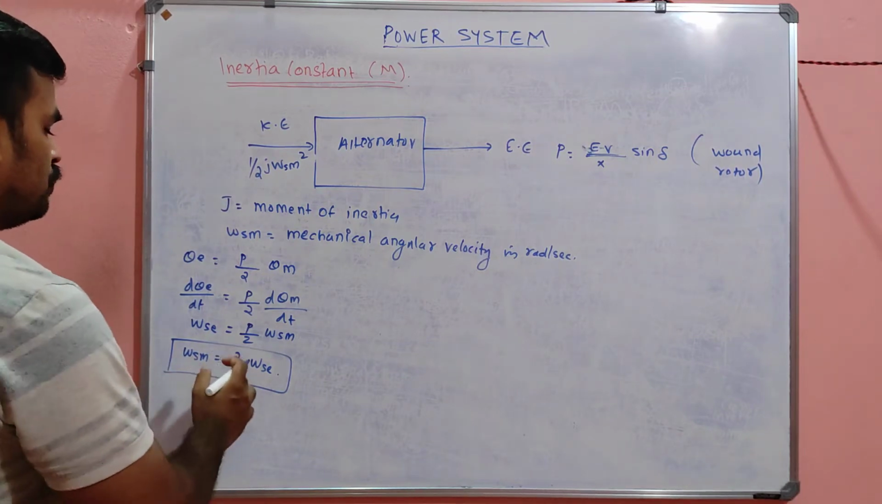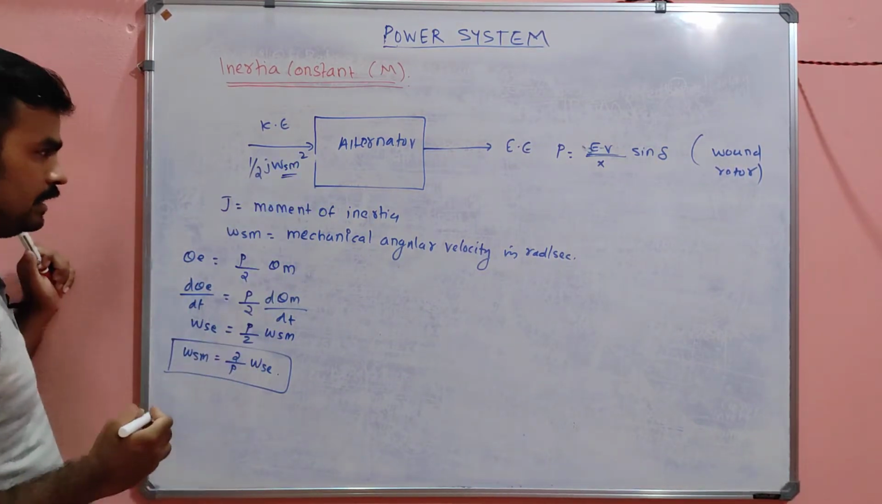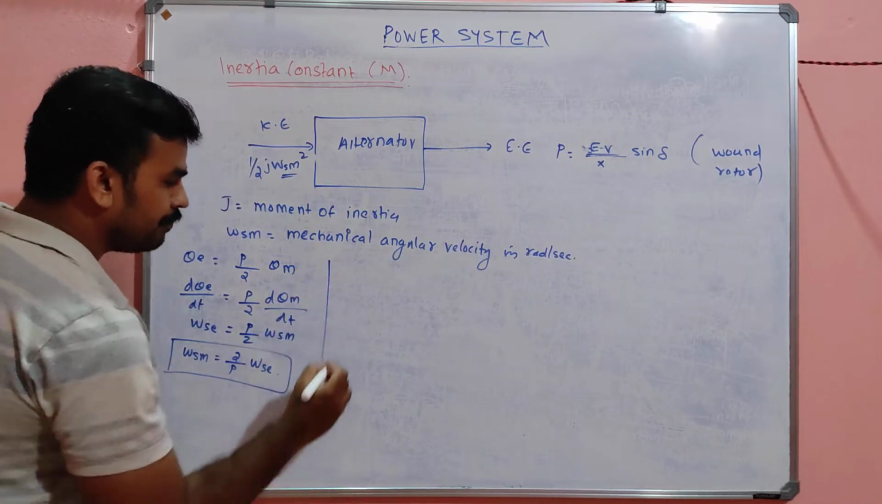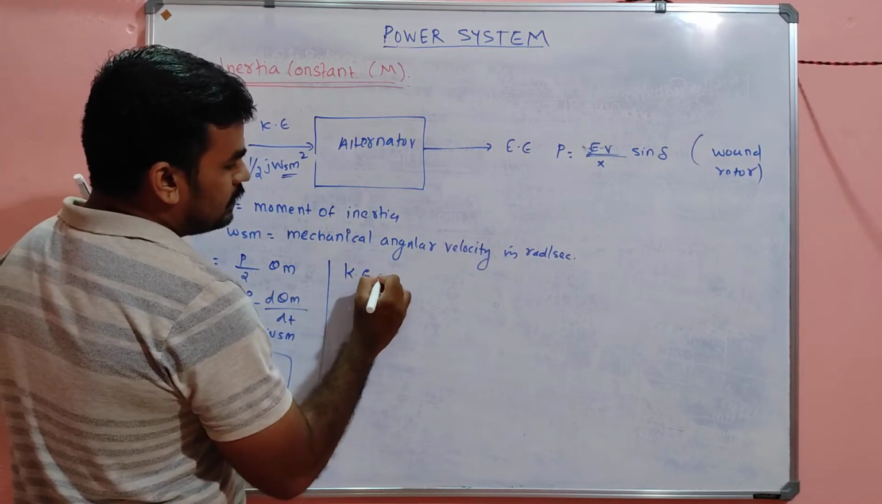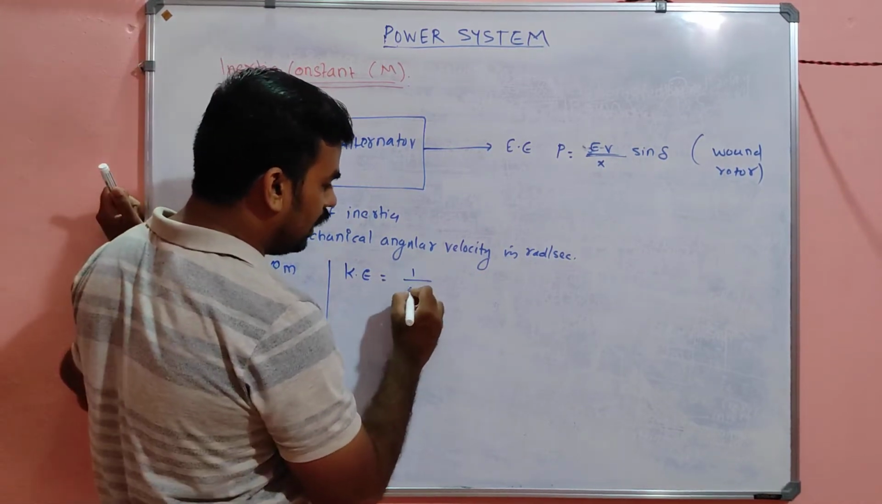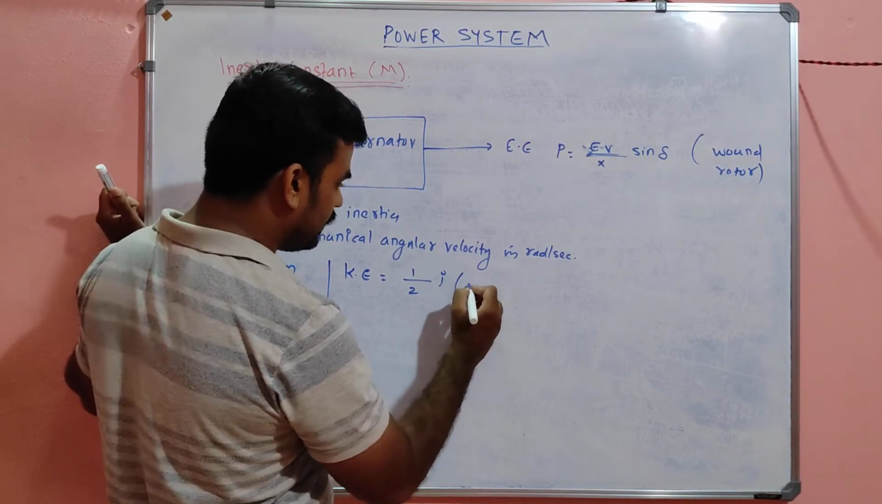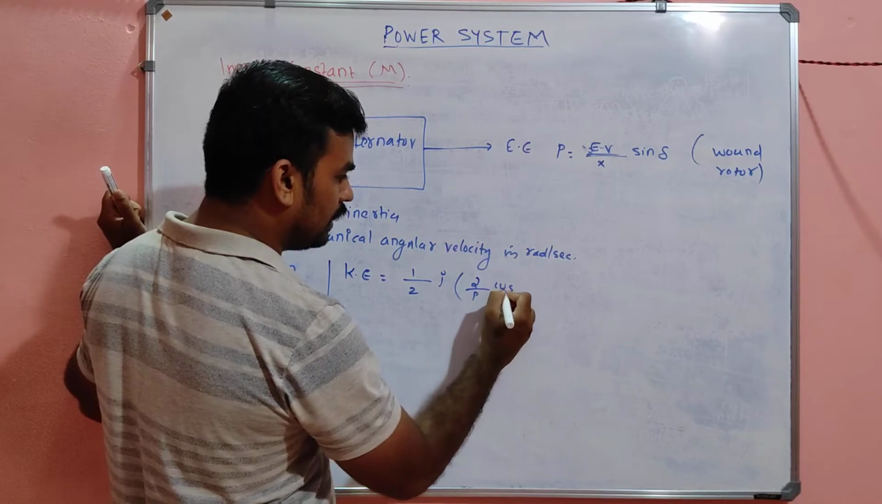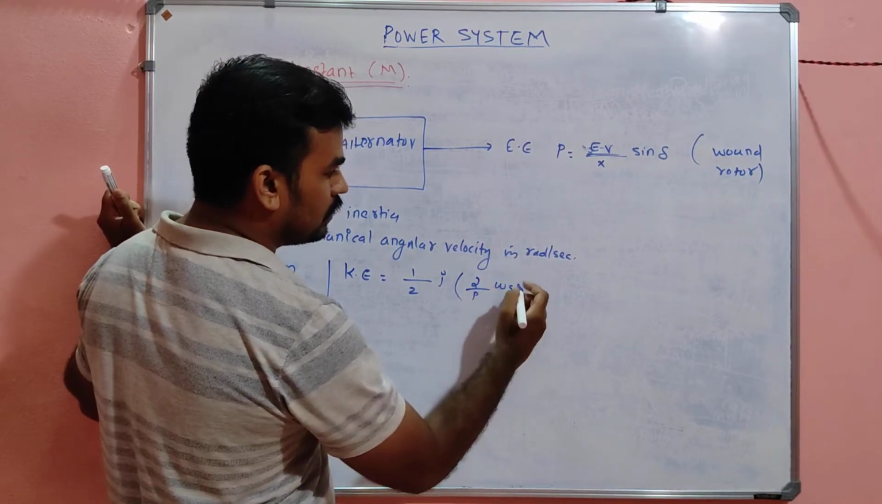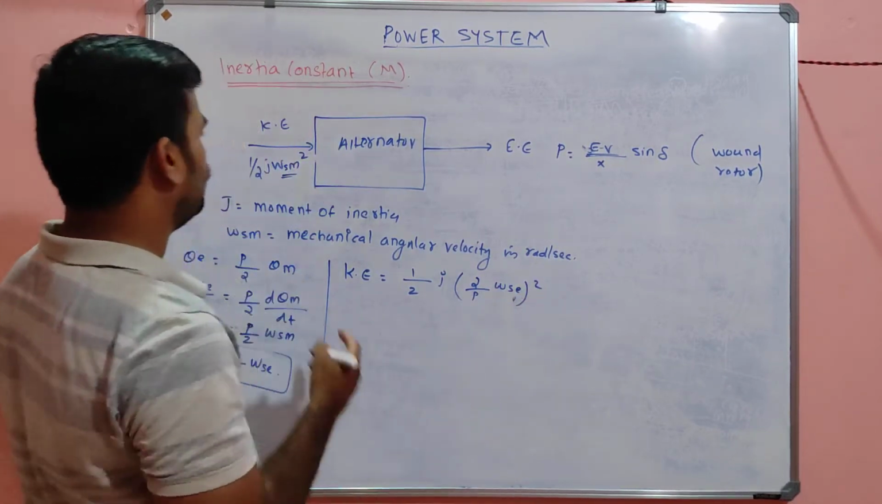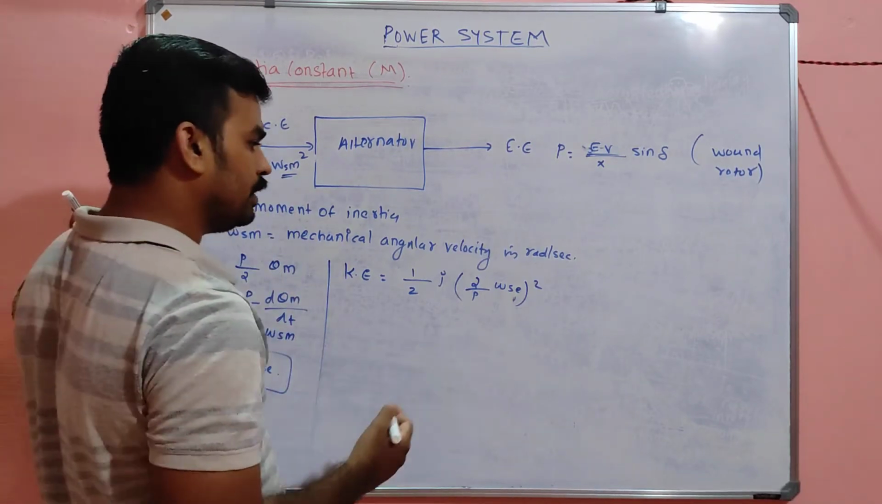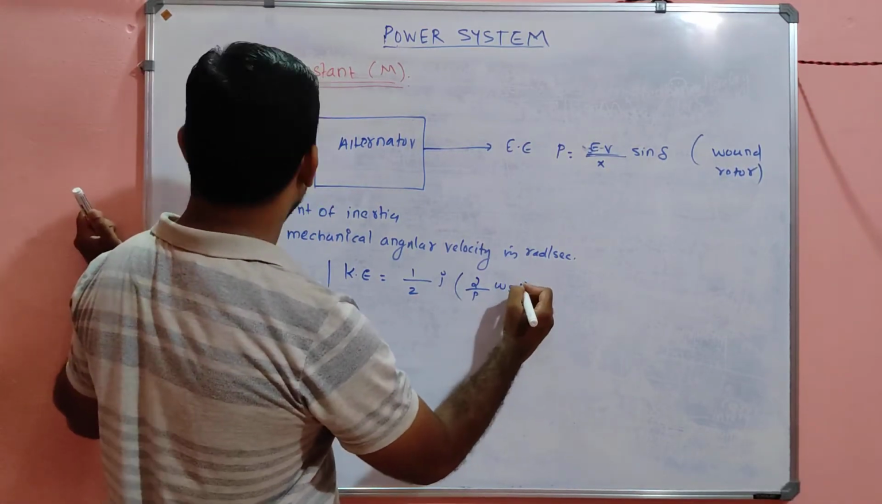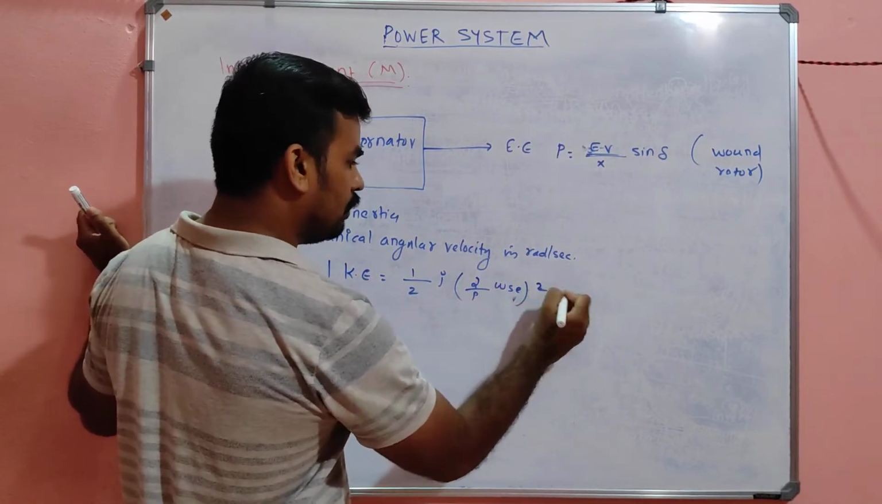Substitute omega sm here. We can say the kinetic energy K is equal to half into J into omega sm, which is 2 by P into omega se, the whole square. Omega se the whole square.